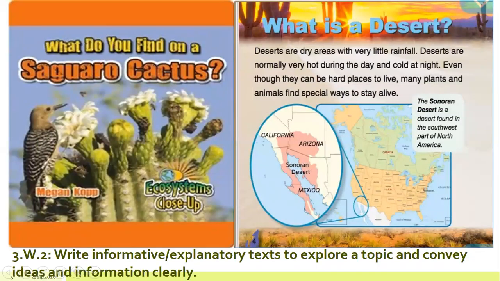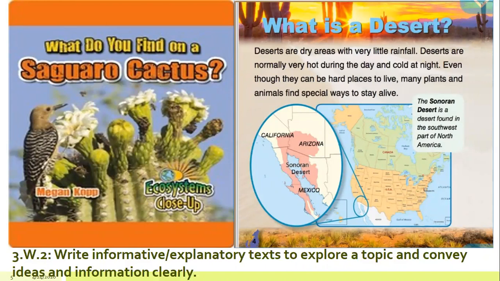Miss Batone read you the story today. What do you find on a Saguaro cactus? What a great hook. You have to read the book to find out. And they didn't give you the answer on the very next page, though. You have to read the entire book. They did ask another question.